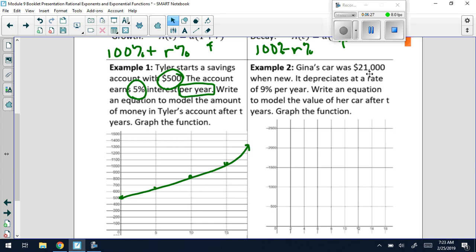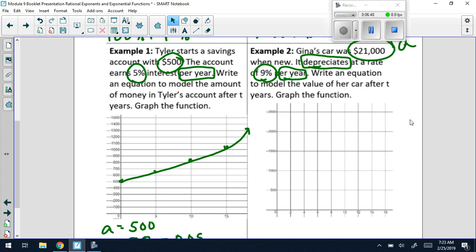Gina's car was $21,000 when new. So that's your A, that's your initial amount. It depreciates, that means it goes down in value. So this is a decay at a rate of 9% per year. So our time intervals are years. Write an equation to model the value of her car after t years and graph the function.